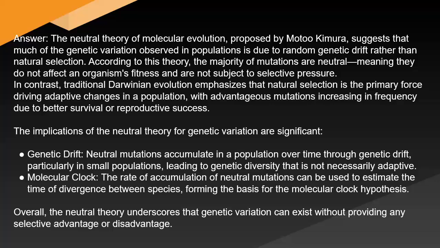The implications of the neutral theory for genetic variation are significant. Genetic drift: neutral mutations accumulate in a population over time through genetic drift, particularly in small populations, leading to genetic diversity that is not necessarily adaptive. Molecular clock: the rate of accumulation of neutral mutations can be used to estimate the time of divergence between species, forming the basis for the molecular clock hypothesis. Overall, the neutral theory underscores that genetic variation can exist without providing any selective advantage or disadvantage.